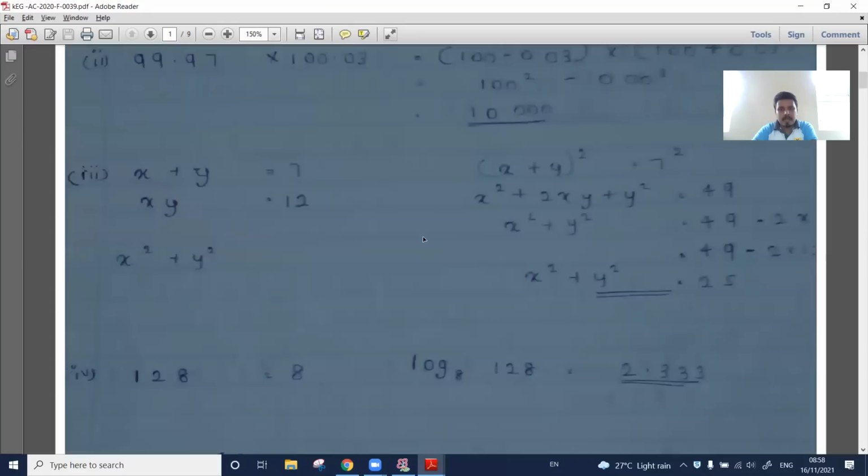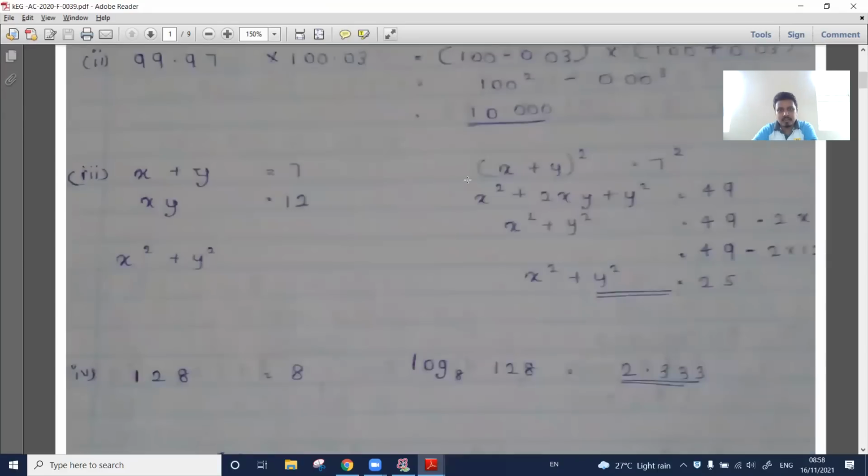Right. Then we need this one to be visible here. What do we need? We need to get x squared plus y squared. Right? For that, what we need to do? We need to take this plus 2xy to the other side.